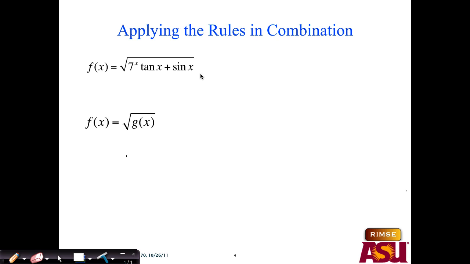But this is an example of a function that has multiple levels of chain rule, if you want to think of it that way. But I hope that looking at it as a whole, there's nothing completely unfamiliar. Like square root functions, we know how to find the derivatives of those. 7 to the x, if that were on its own, fine, good. Tangent of x, great. Sine of x, perfect. Adding stuff even, that's not too bad.